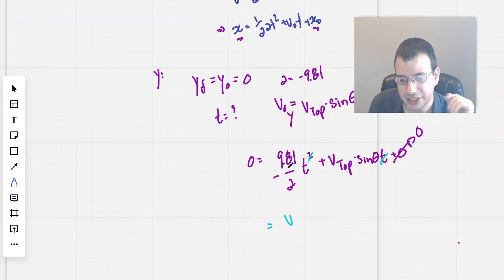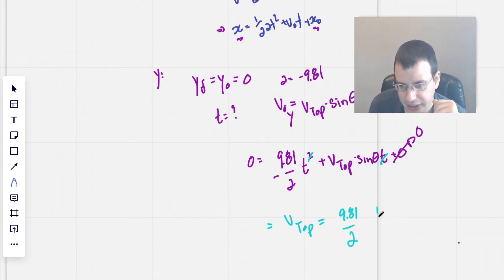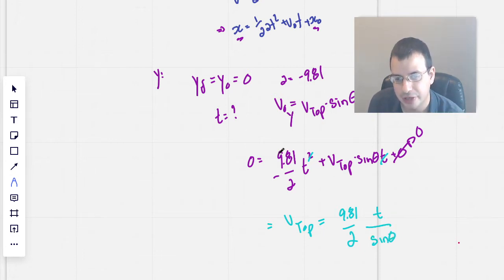So now we can say that v top, which is what we're looking for, equals 9.81 over 2 times t divided by sine of theta. What I did was move this to the other side to make it positive.